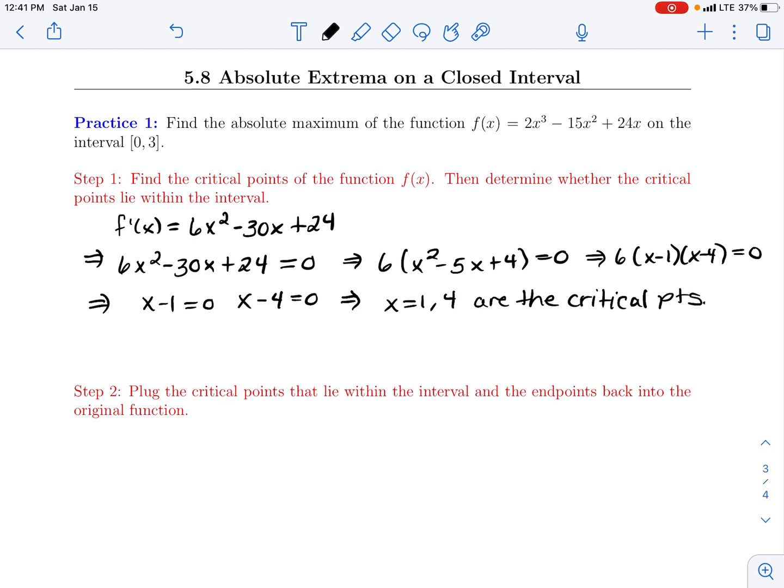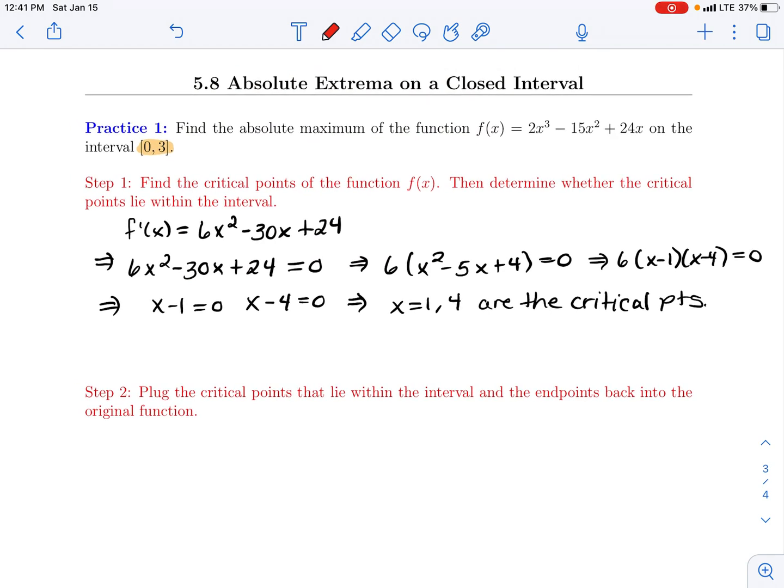Okay, but now I need to check, do both of these numbers lie within this interval? And hopefully you're saying no, right? Because last time I checked, right, 4 does not lie within the interval from 0 to 3. Okay, so here I'm just saying do not consider this critical point, since it is not in the interval.